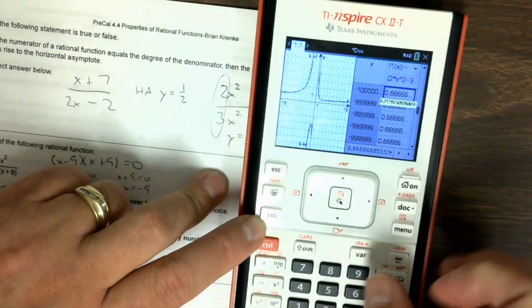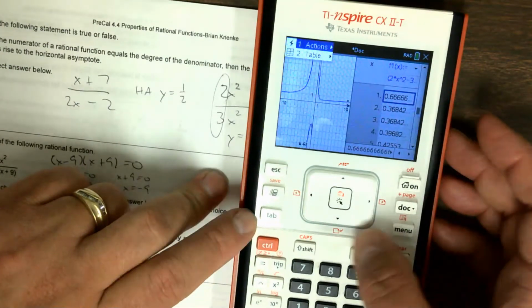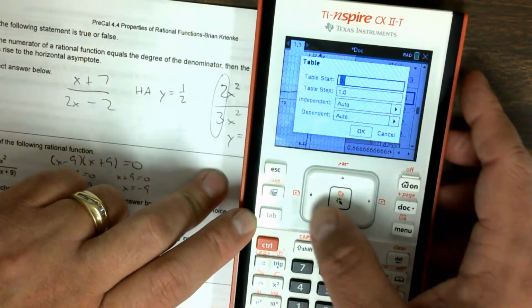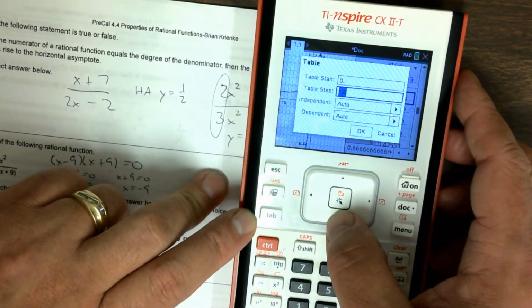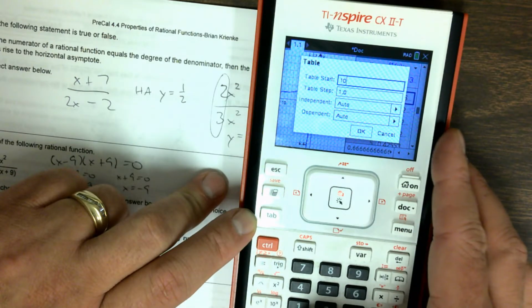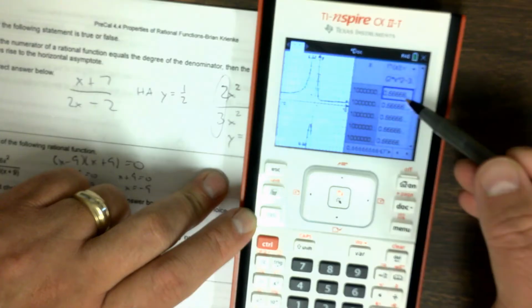If I just change this setting, menu table setting, to be starting at positive a million, or even bigger, billion, whatever, then you can see that. So it is at 2/3. It's not at 0.